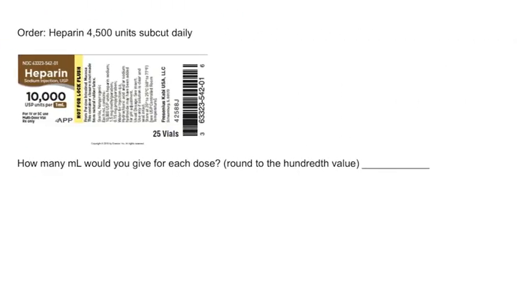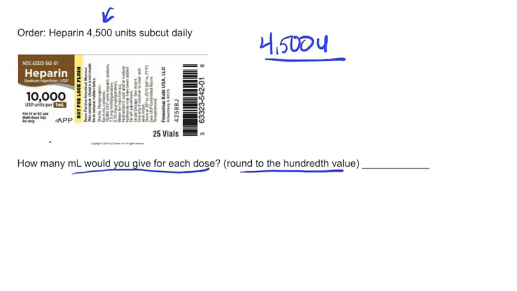My next question is how many milliliters would you give per dose? Round to the 100th. I'm going to do desired over have. My desired is my doctor's order. That's 4,500 units. And what do I have? I'm going to go in here and take a look. I have 10,000. It's a lot of zeros times 1 milliliter.